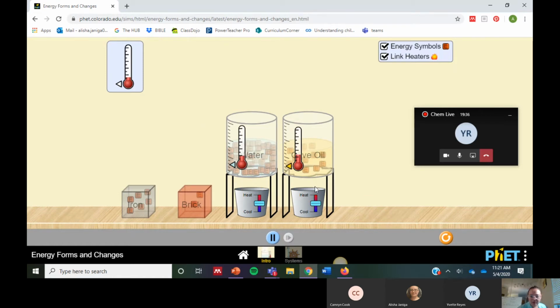So after 10 times, the water went up 1 little degree on here, and the olive oil went up a little more than 1. So let's do 10 more times. 1, 2, 3, 4, 5, 6, 7, 8, 9, 10. So after 20 increases of heat, the water went up a little bit over 2, and the olive oil is all the way up to 3.